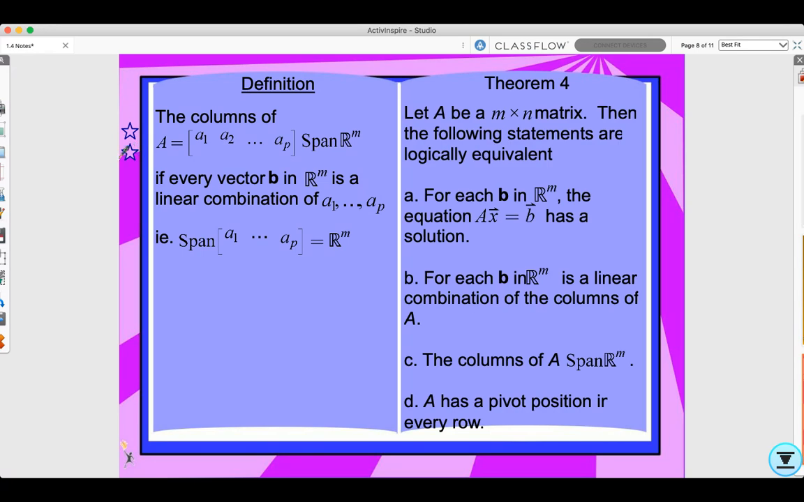Theorem 4. Let A be an m by n matrix. Then the following statements are logically equivalent. For each b in R^m, the equation Ax equals b has a solution. Each b in R^m is a linear combination of the columns of A. The columns of A span R^m. A has a pivot position in every row.